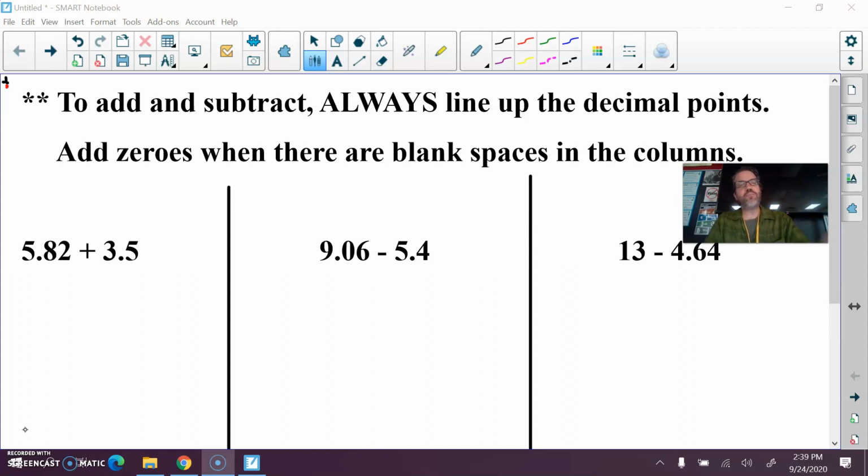So if you look at the top here, you'll see it says to add and subtract. Always line up the decimal points. Okay, we need to always line up the decimal points. Add zeros when there are blank spaces in the columns.